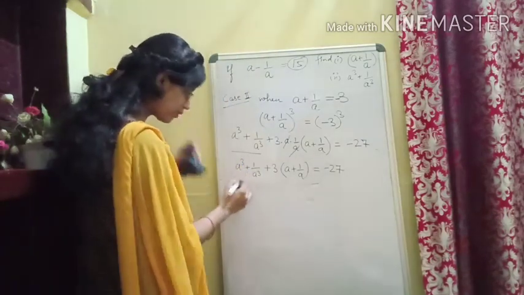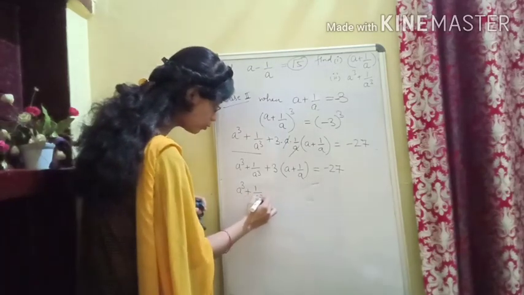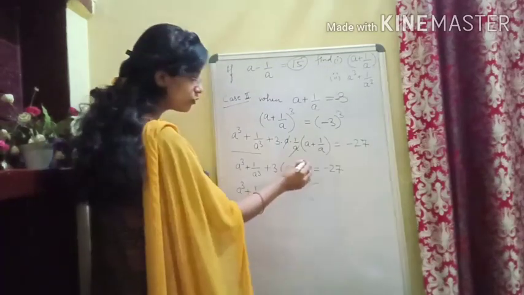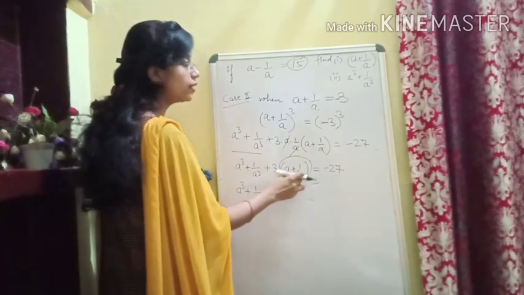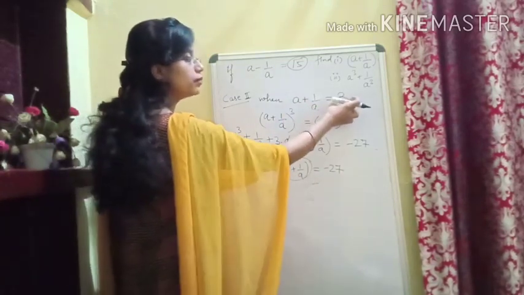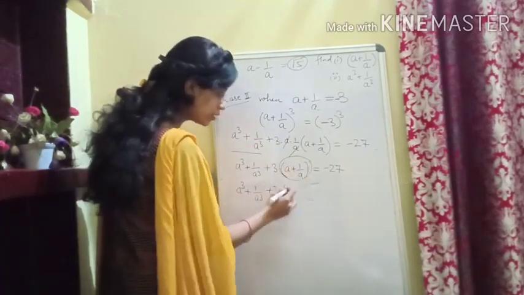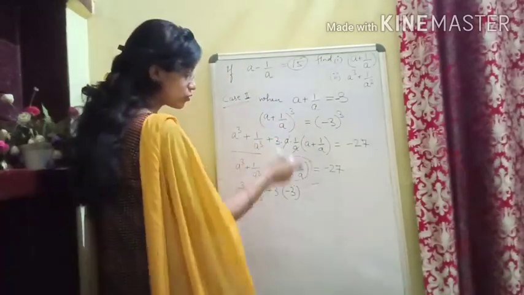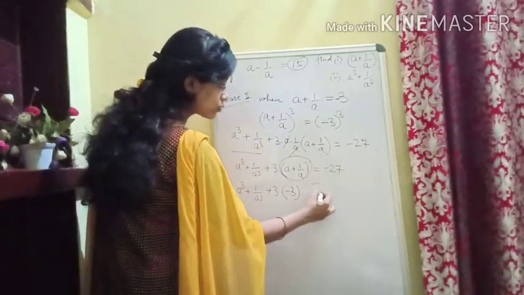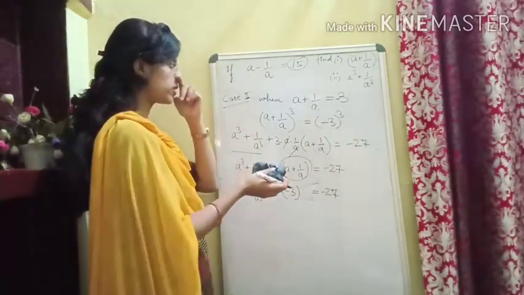Now you see, this value we have to calculate, that is 1 upon a cube plus 3. Do we know the value of this bracket? Yes, a plus 1 upon a is actually this time equal to minus 3. So that means the value of this term is now minus 3, as we are taking the second case. So it is minus 3 equals to minus 27. Is it clear to you all how we are solving the question?